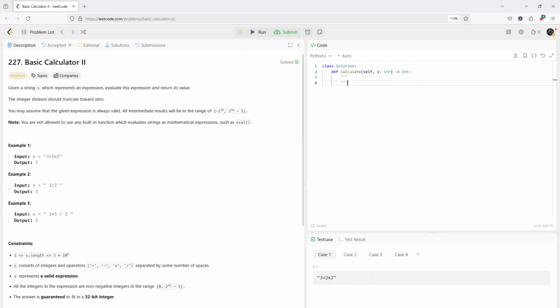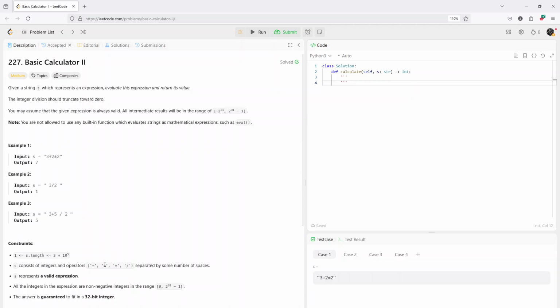Okay, so this is Basic Calculator 2, medium difficulty. Given a string s which represents an expression, evaluate it and return its value. Integer division should truncate towards 0. You may assume the given expression is always valid. All intermediate results will be in this range. You're not allowed to use any built-in function such as eval.